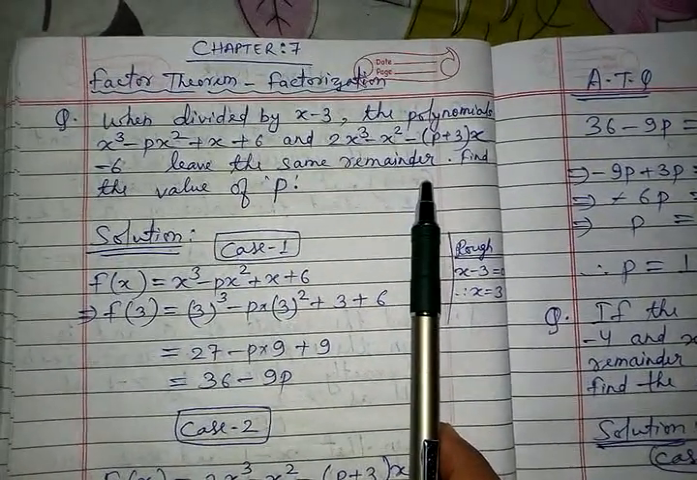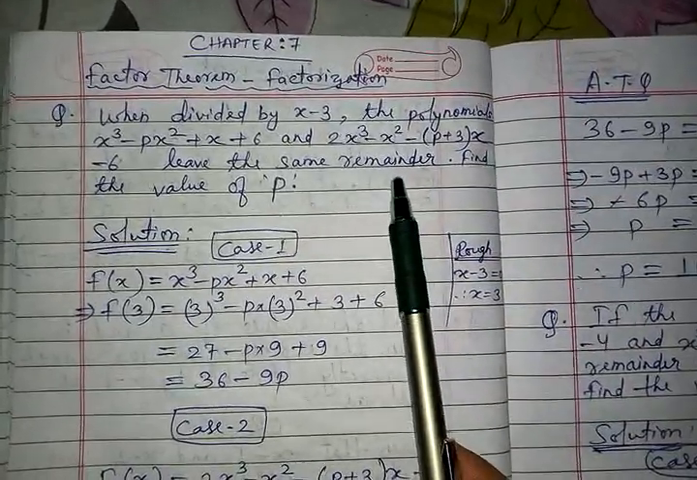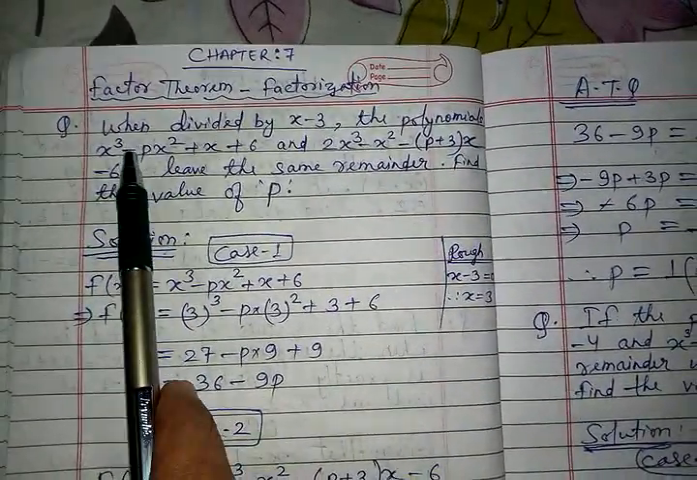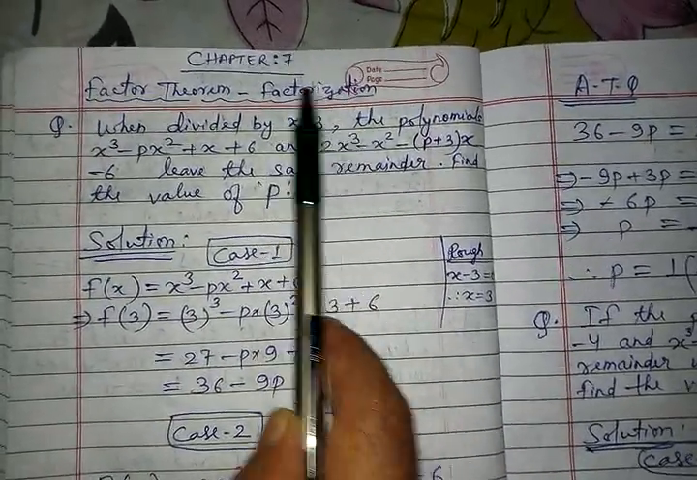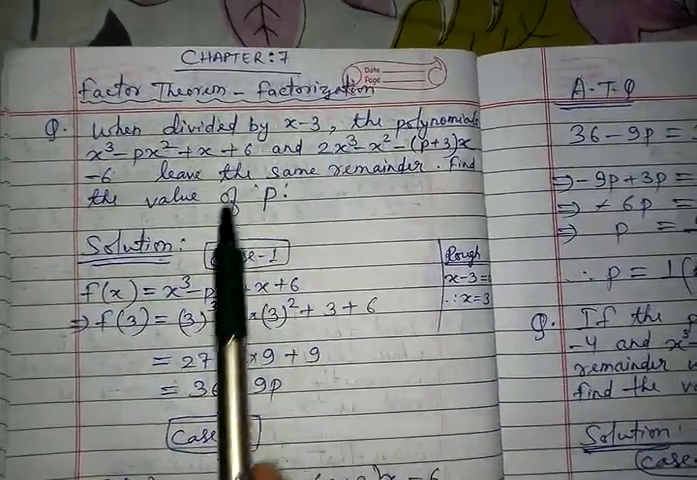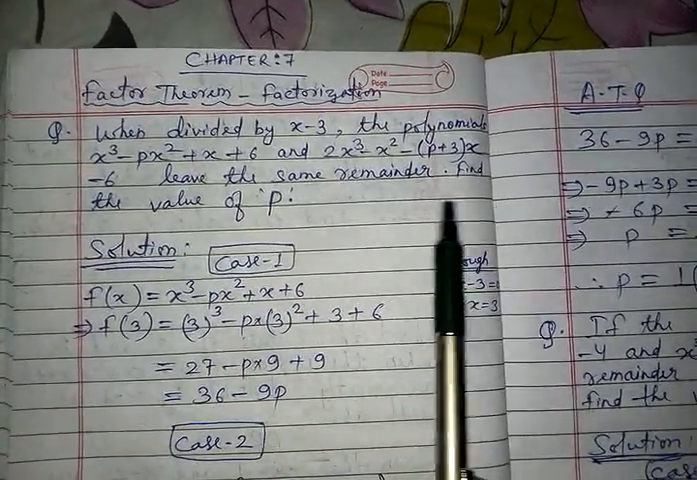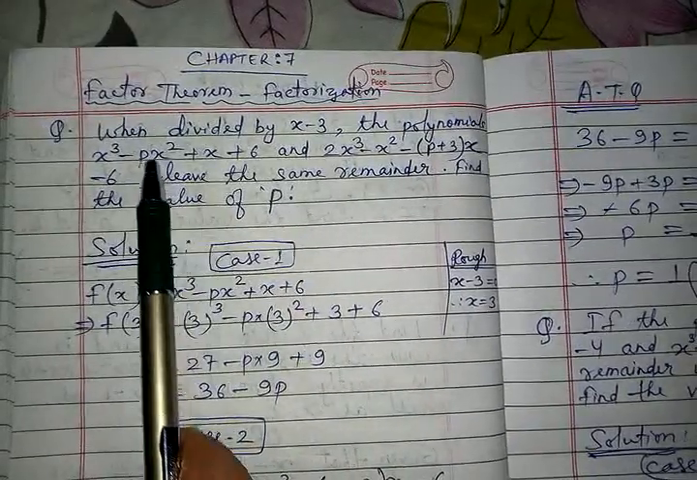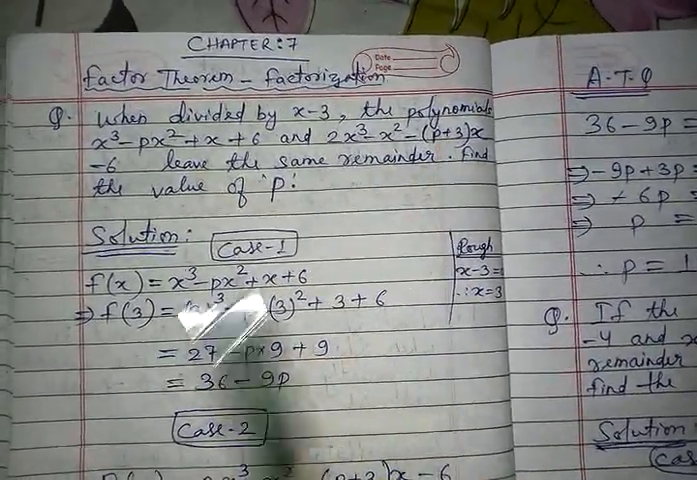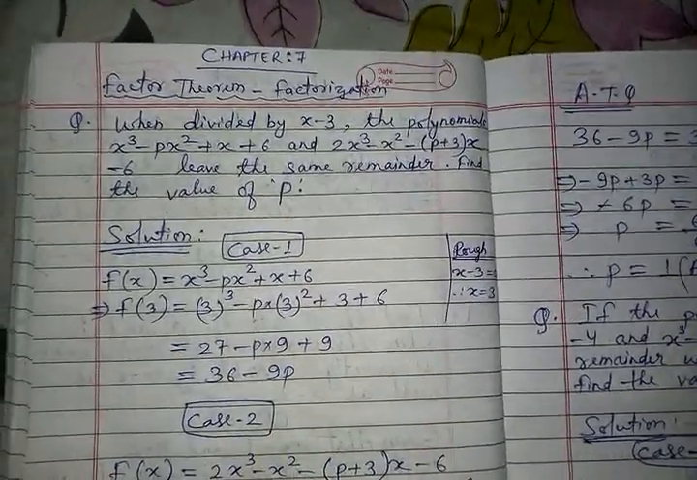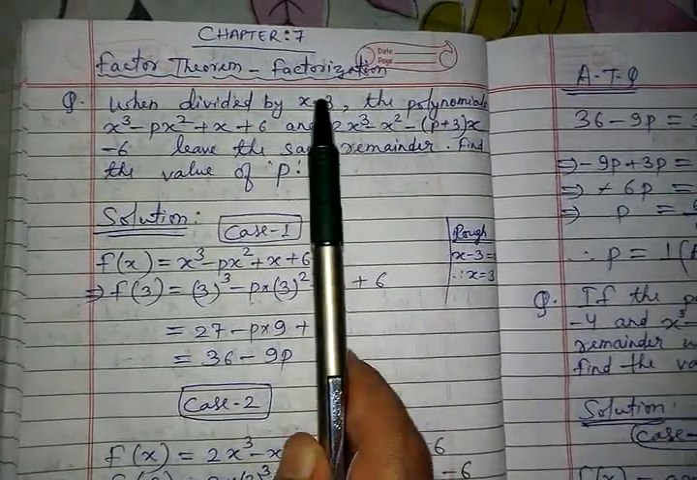They leave the same remainder. Okay, some remainder will remain, but the remainder is not given. They are saying you divide both the polynomials by the same factor, but they leave the same remainder, and find the value of p. So there is p here also, and both the p values are the same. The question is requesting you to find the value of p. So it is very easy to understand.